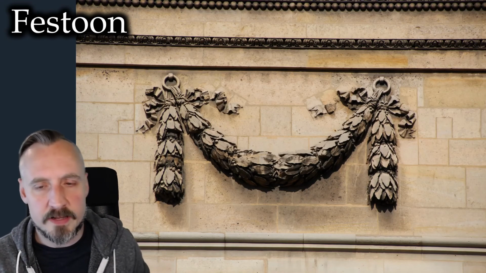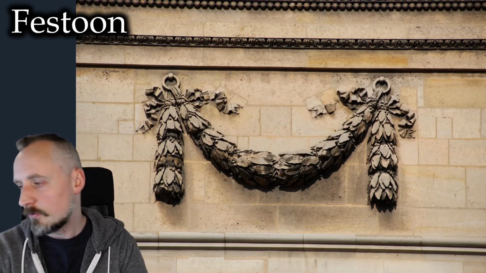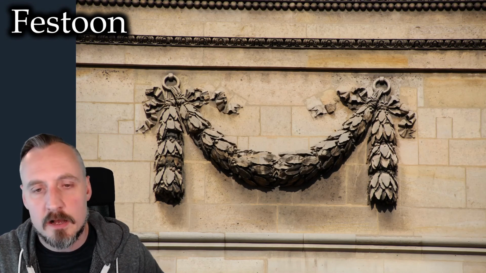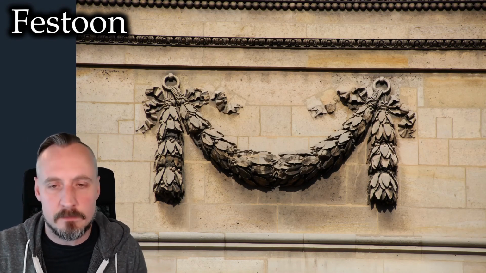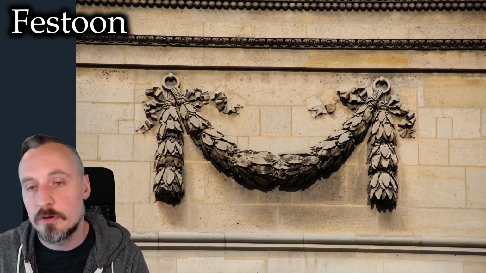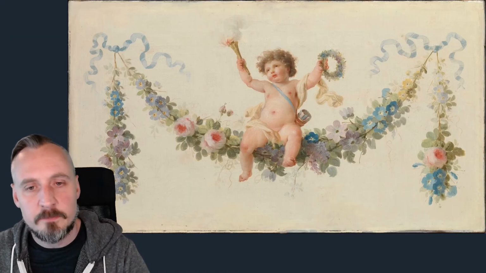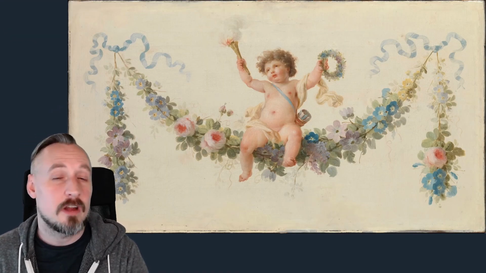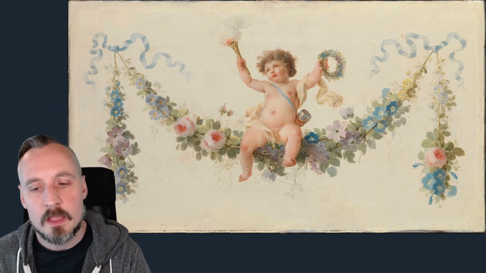Our last keyword is festoon, and a festoon is usually carved from wood or stone. It's a relief of a hanging wreath or hanging floral work. It is decorative. It is purely ornamental. It was found in the classical time period. It was found in Rome, but it was incredibly popular during this time period.